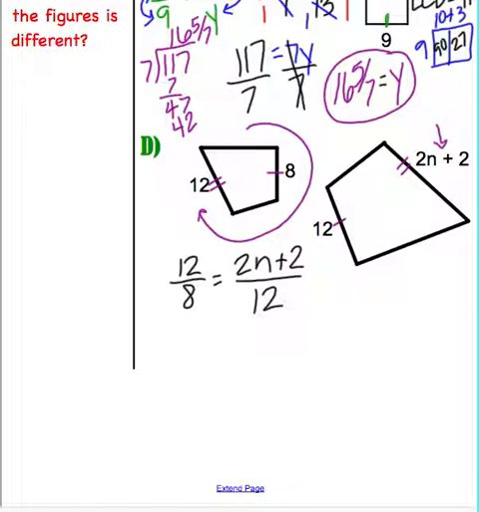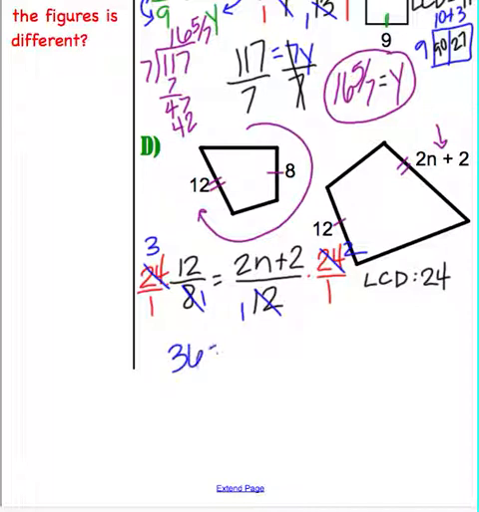So we've got 8 and 12. The LCD of 8 and 12 is 24. So I'm going to multiply both sides by 24 over 1. Which then we can cancel. 24 and 8 divide by 8 to give 1 and 3. 12 and 24 divide by 12 to give 2 and 1. So now we have 3 times 12, which is 36, equal to 2 times the quantity 2n plus 2.